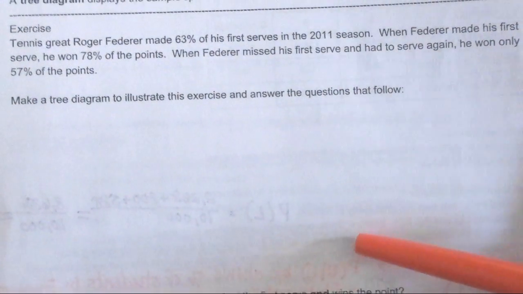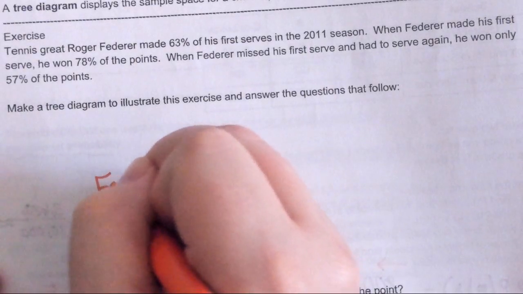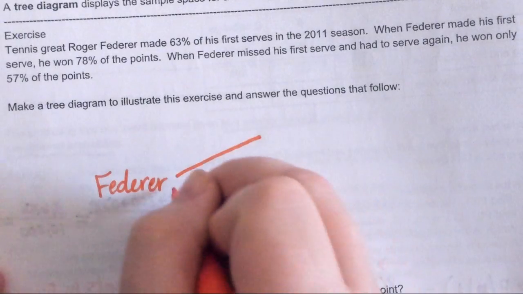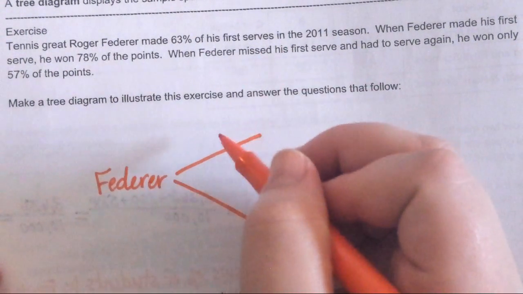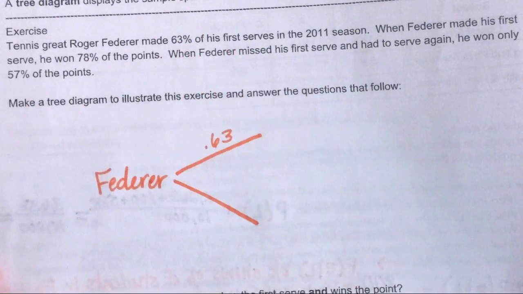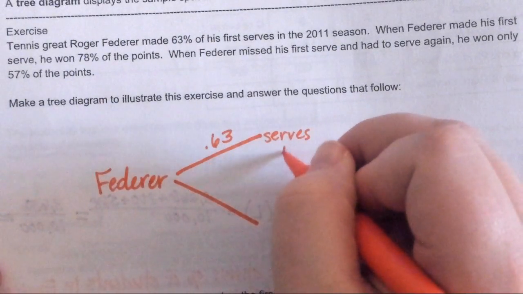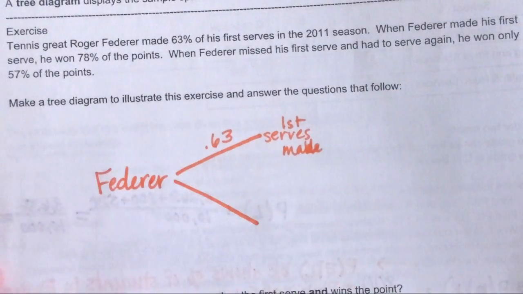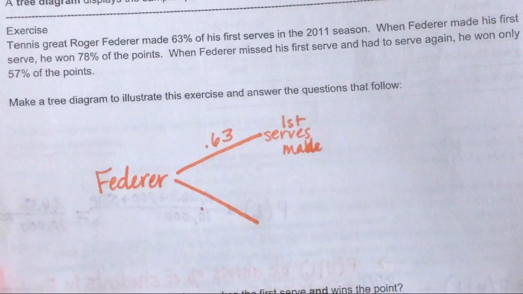Okay, so we're dealing with Federer, and we know he makes his first serve and hits it, or he makes his first serve and misses. He made 63%, so these are the first serves made. My mind is kind of more like a tree. So, good branches.